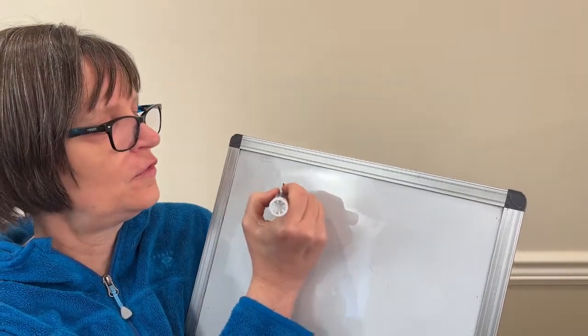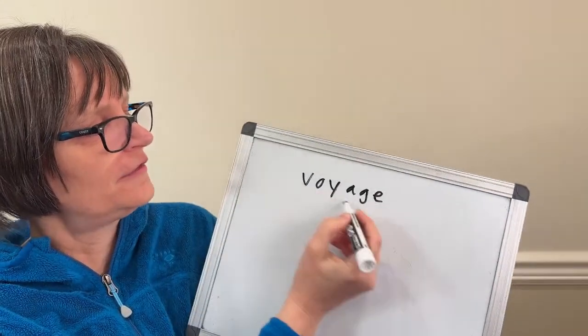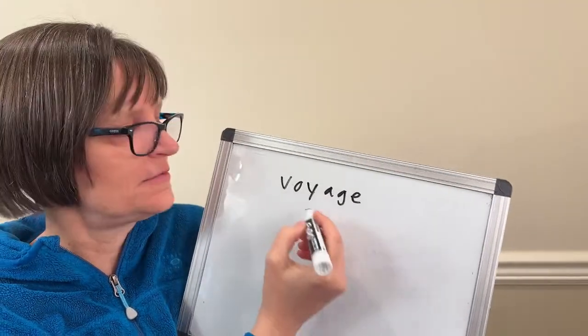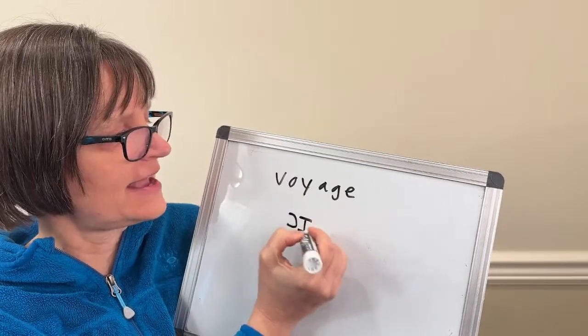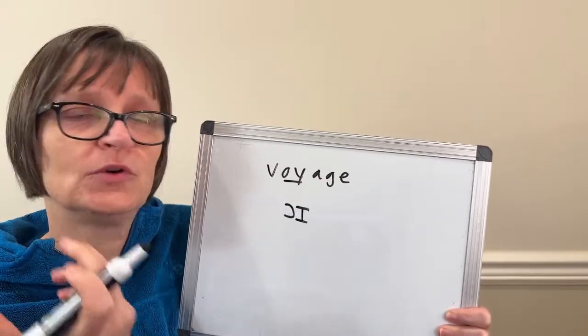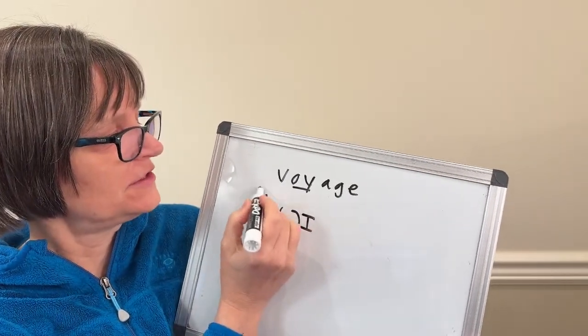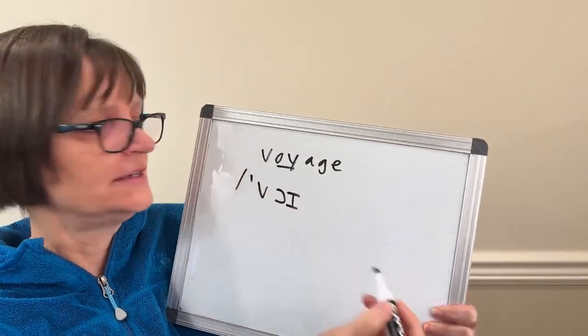So for voyage, we have the oi diphthong. It's kind of a gliding sound. So I would suggest trying just to say oi. A word like boy might help you. Then add your v sound, first syllable stress, voyage.